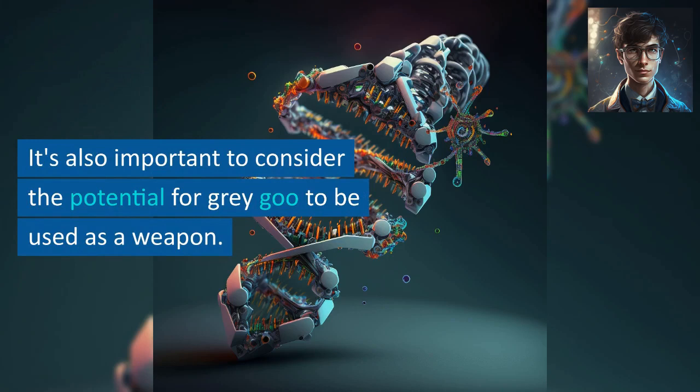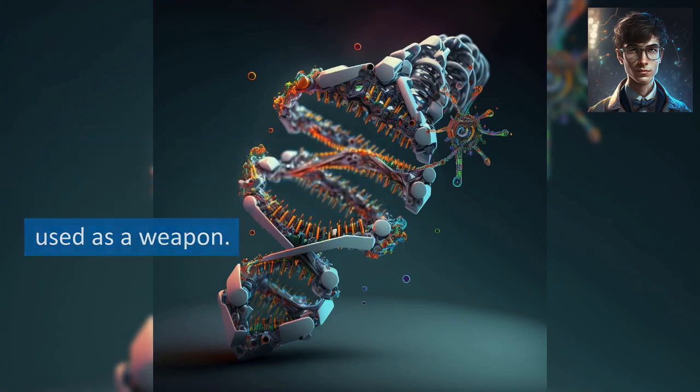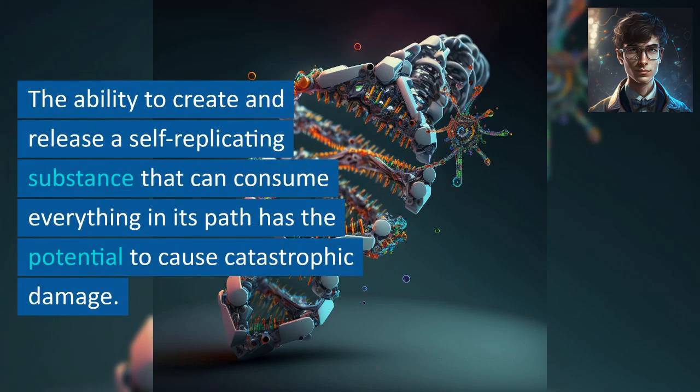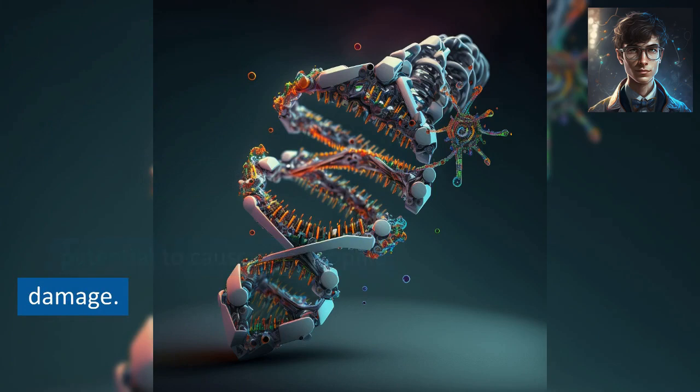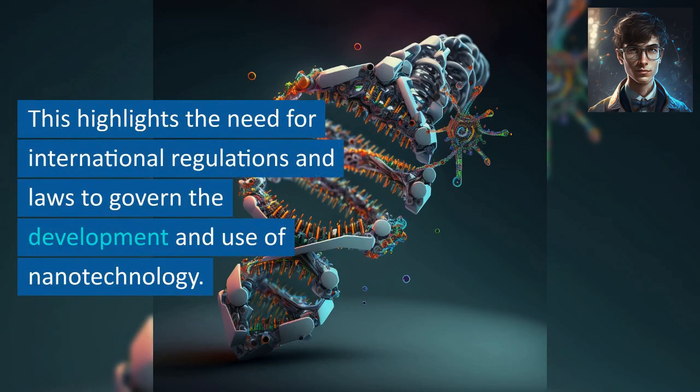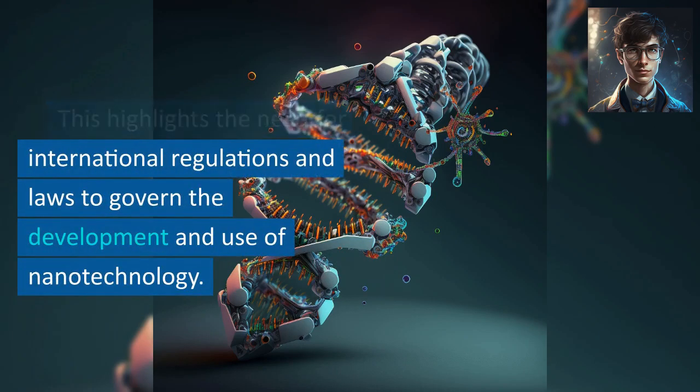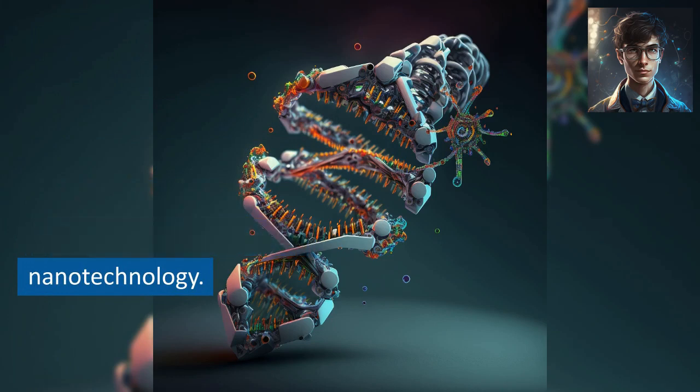It's also important to consider the potential for grey goo to be used as a weapon. The ability to create and release a self-replicating substance that can consume everything in its path has the potential to cause catastrophic damage. This highlights the need for international regulations and laws to govern the development and use of nanotechnology.